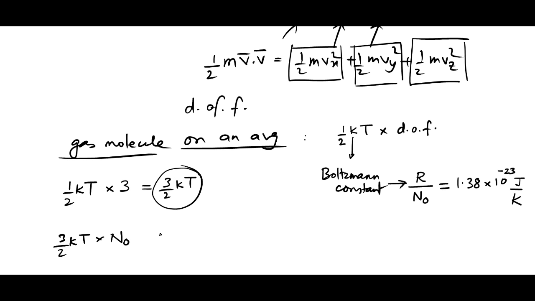I'm talking about the internal energy, of course. And the multiplication of K and N naught by definition is equal to the gas constant. So the internal energy of monatomic gas per mole is 3 by 2 multiplied by R multiplied by T. Or if there are n moles of a monatomic gas, then the internal energy of the monatomic gas is given by 3 by 2 multiplied by n multiplied by R multiplied by T.